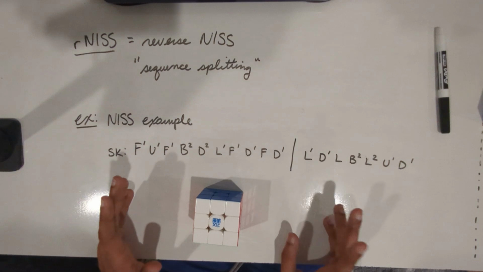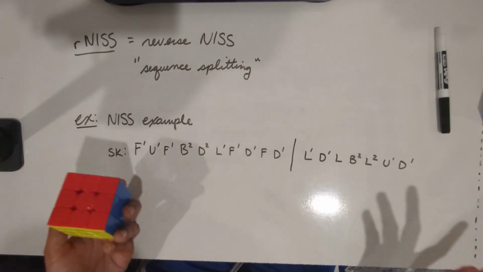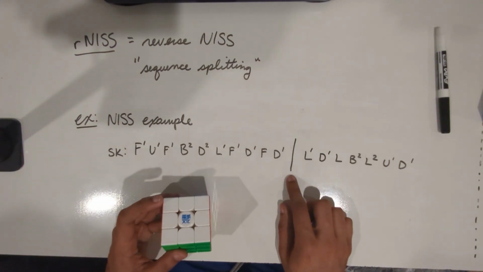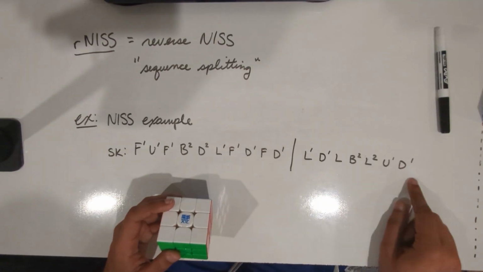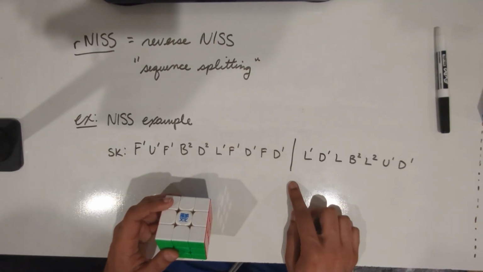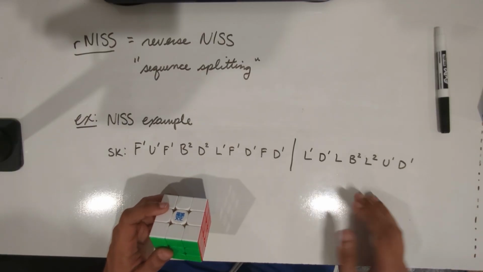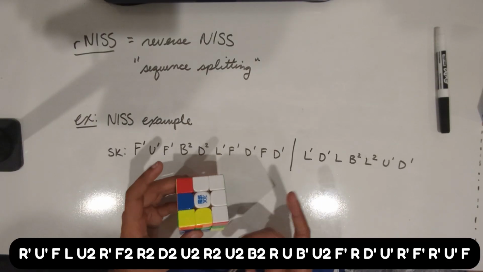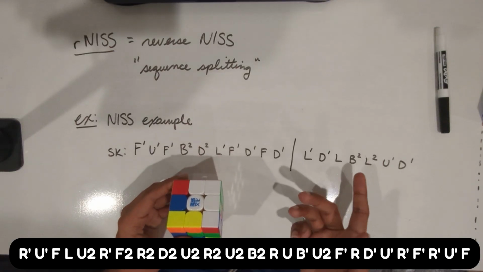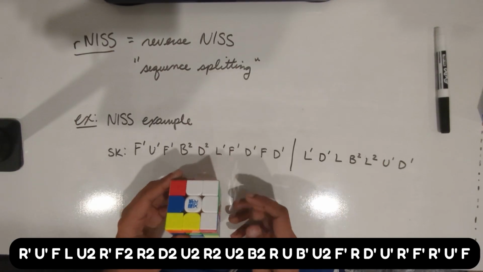The first thing we need to do is pick a spot from which to rNISS, which I'm going to call the rNISS spot. I'm going to mark that here by this vertical bar. The next thing we're going to do is execute all moves after the rNISS spot exactly the way that they're written. In other words, we're not going to invert it or do anything special. Okay, after those moves, the next thing that we're going to do is now apply the scramble, also exactly as we see. So just do the normal.